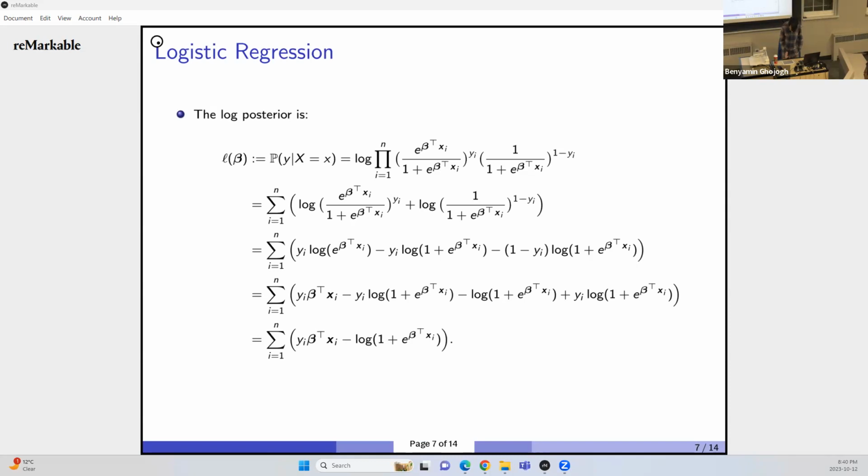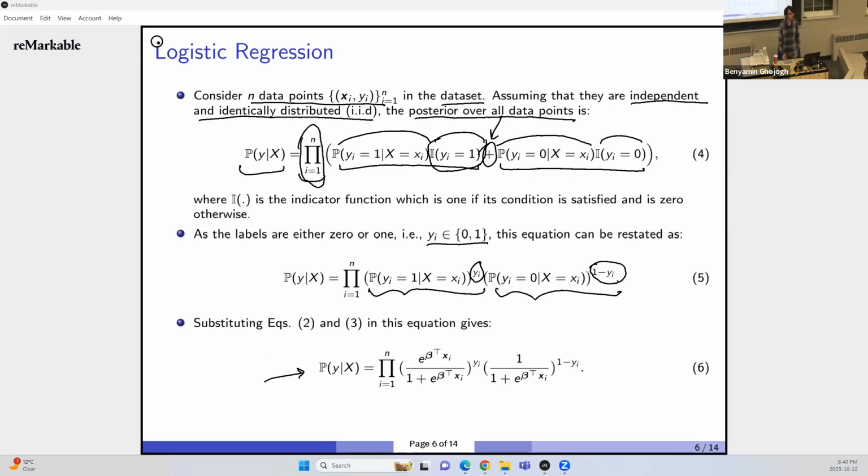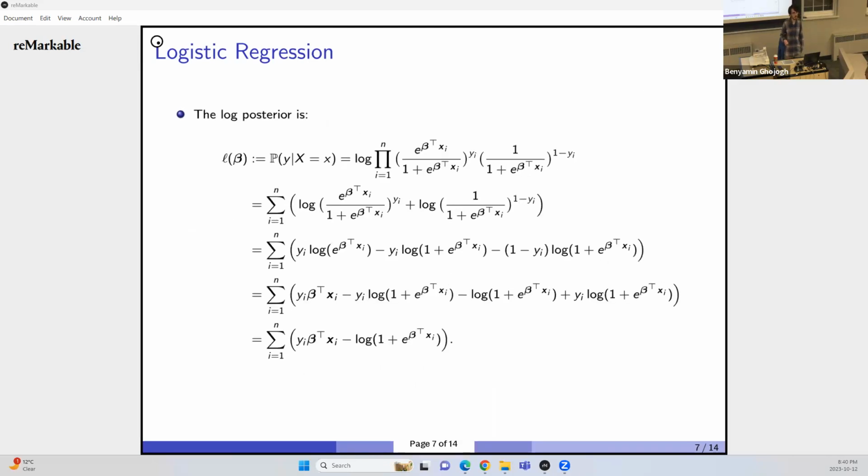Now I have this. There are two things which are pains in the neck here: multiplication, and also the exponential operator. To get rid of these, what is the opposite operator of the exponential operator? Logarithm, the natural logarithm. So let's use the log posterior. This is the reason that in machine learning we usually use log likelihood or log posterior. We know that the logarithm of a multiplication becomes a summation of logarithms.